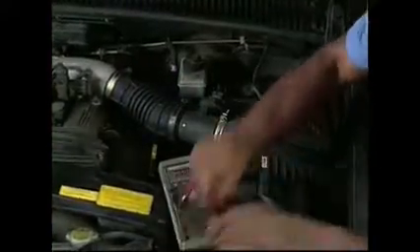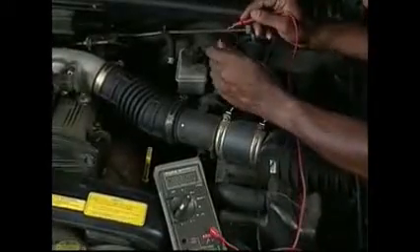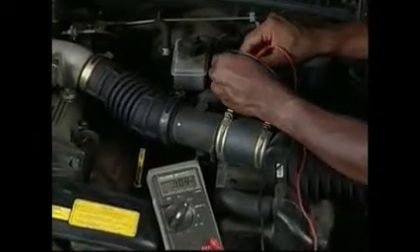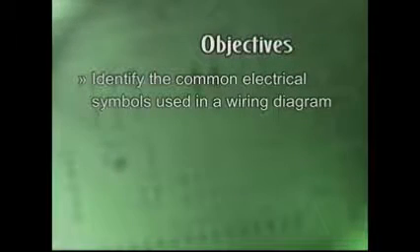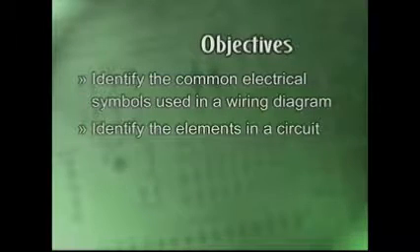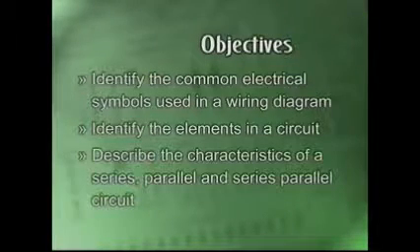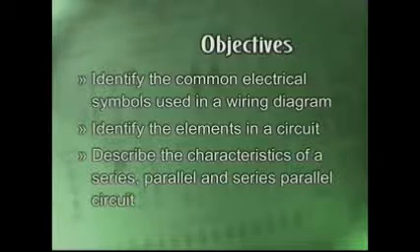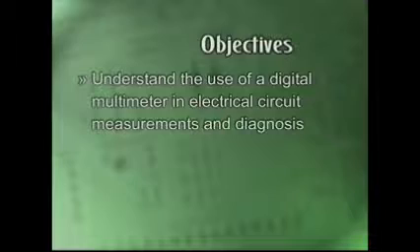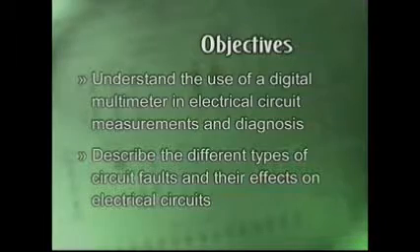And we'll look at the use of a digital multimeter and how it is used to measure voltage, current, and resistance. After viewing this video, you should be able to identify the common electrical symbols used in a wiring diagram, identify the elements in a circuit, describe the characteristics of a series, parallel, and a series parallel circuit, understand the use of a digital multimeter in electrical circuit measurements and diagnosis, and describe the different types of circuit faults and their effects on electrical circuits.